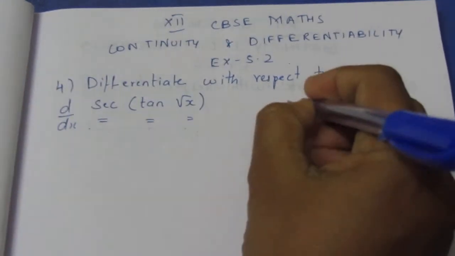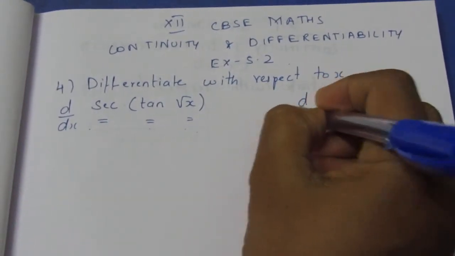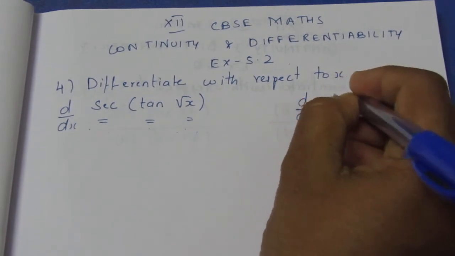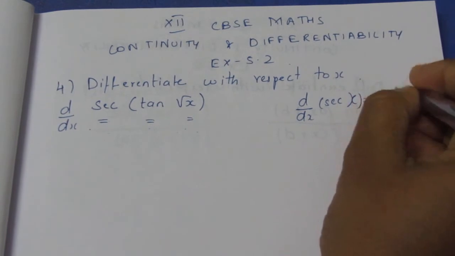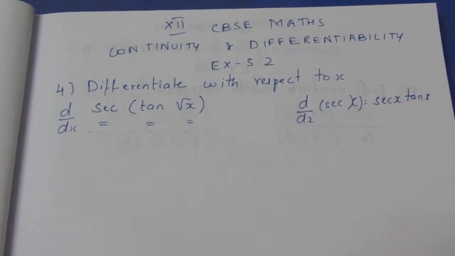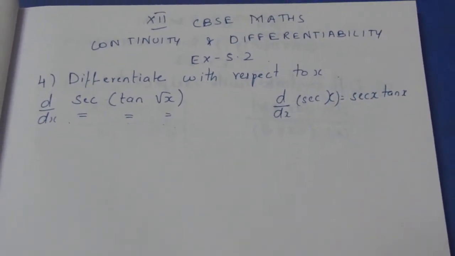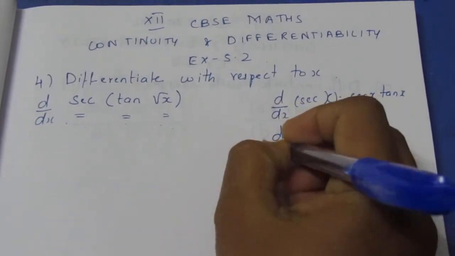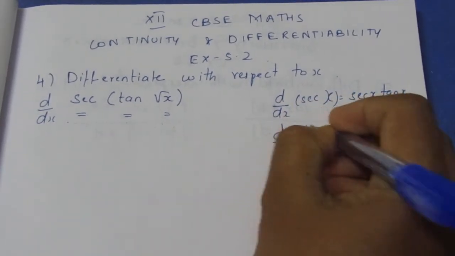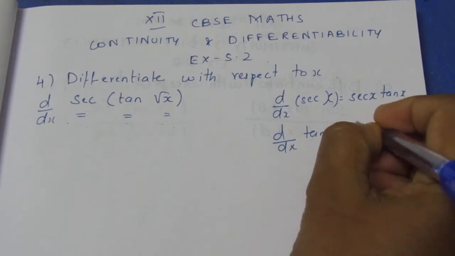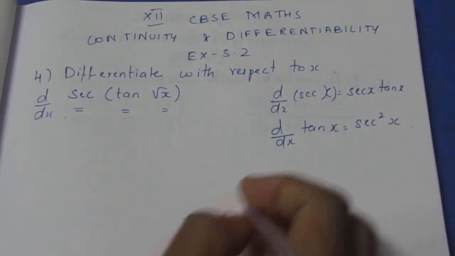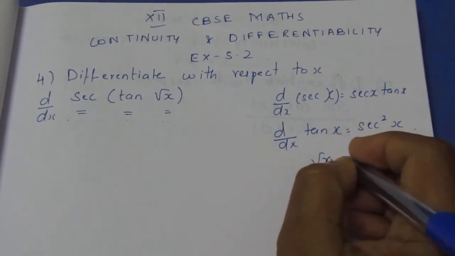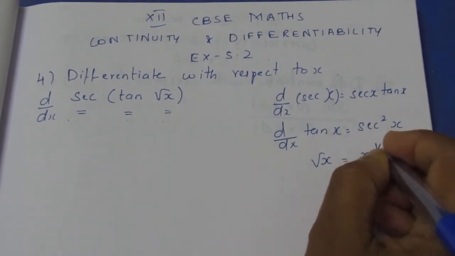Now we know that differentiation of secant x is secant x tan x. Same way, differentiation of tan x is secant square x, and for root x it is x power half.